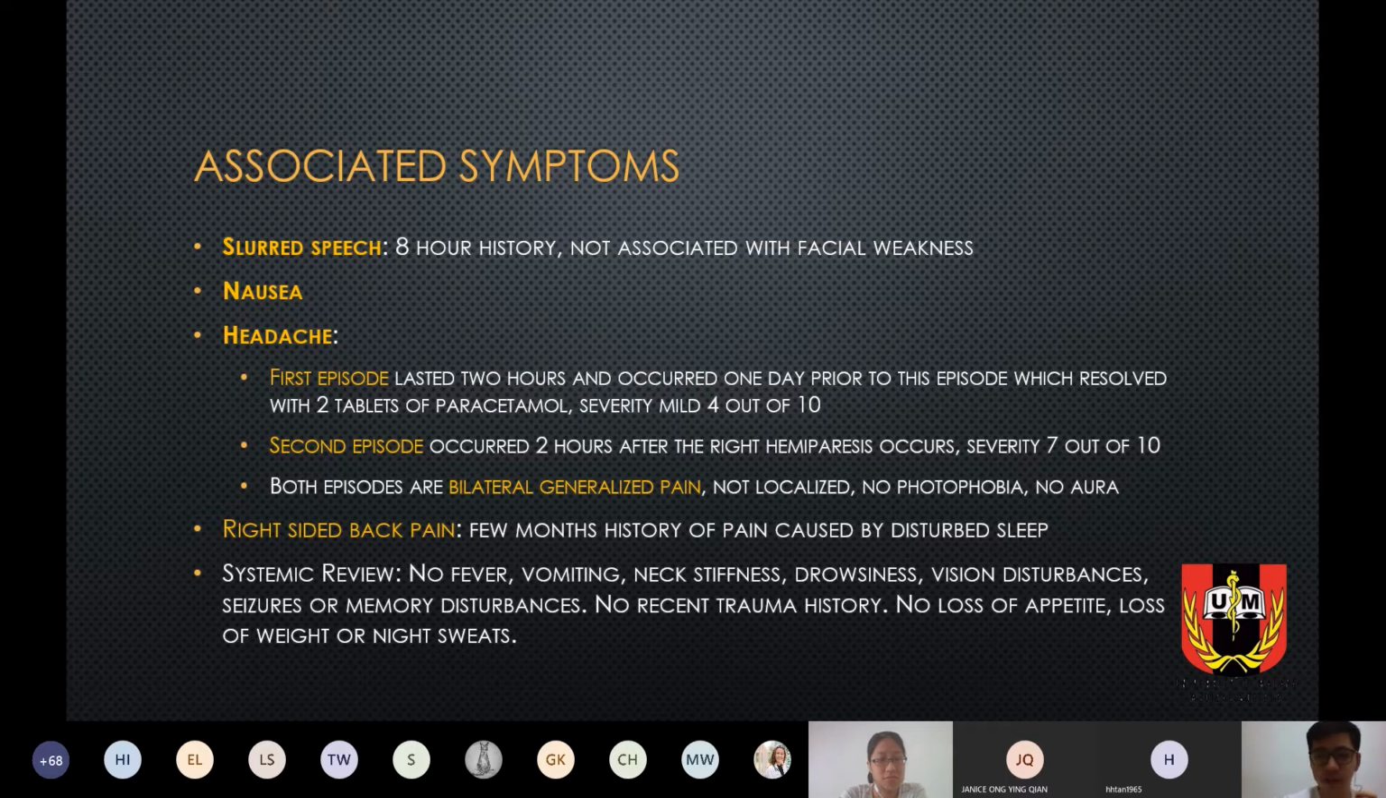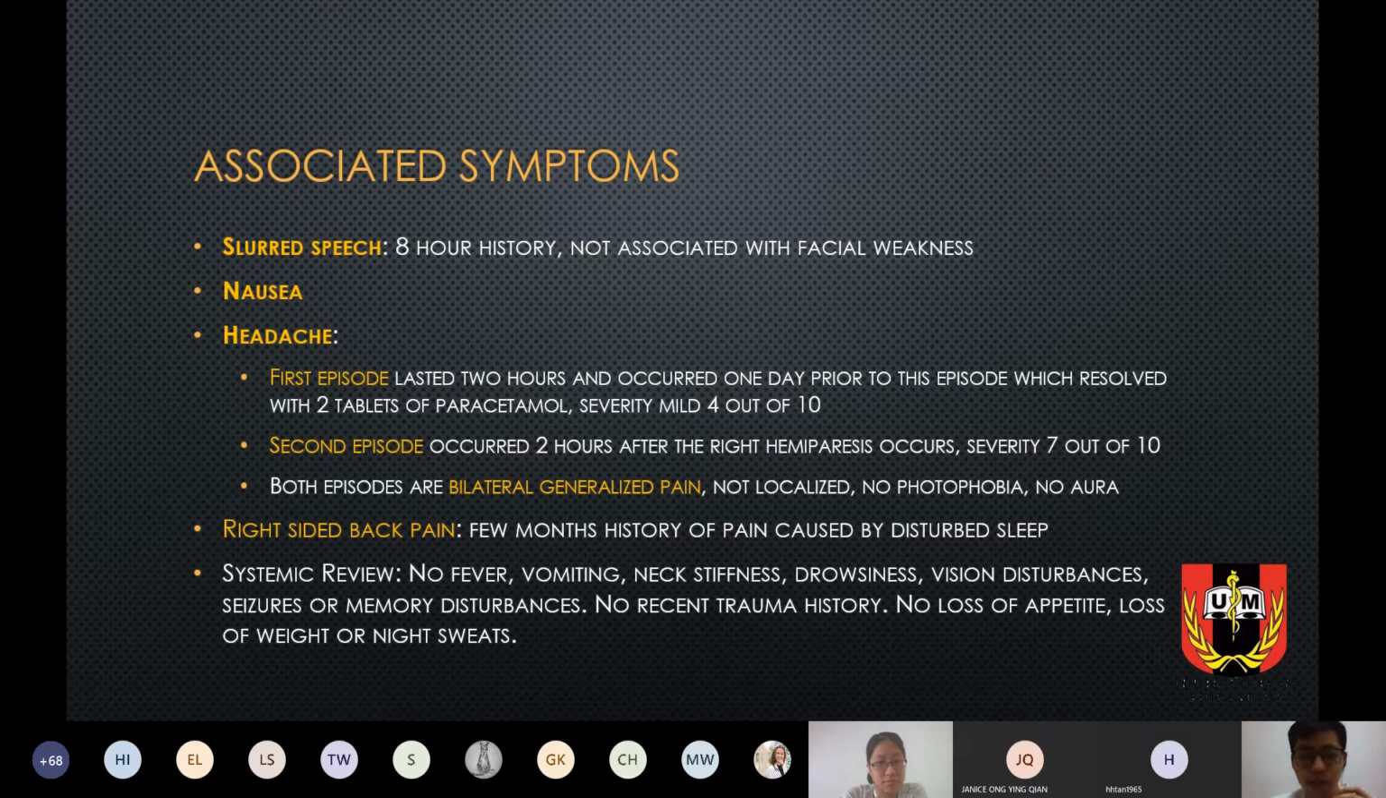Severity is about 7 out of 10. Both episodes are described as a bilateral generalized pain in the head, not localized to any one area. There was no photophobia or aura. For the right-sided back pain, the history is about a few months, and it led to disturbed sleep in the patient. It's a right-sided back pain, but not really specific where.